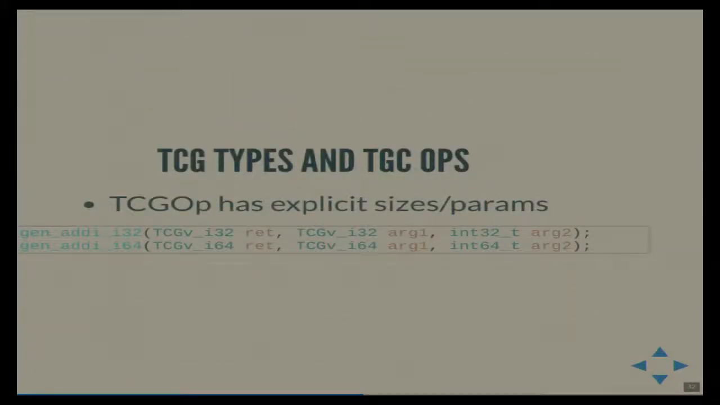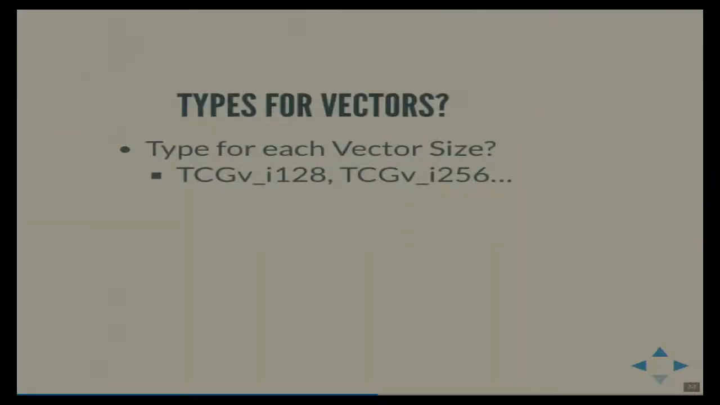But there are a couple of problems we need to get over first. The first of all is there is an intrinsic link between TCG types and TCG operations. So this add immediate, we have a 32-bit version and a 64-bit version. So with that in mind, how are we going to define our types of vectors? One naive approach is we could just introduce a TCG type for each vector size we've got. So we could add 128-bit and 256-bit and 512-bit, and actually it's going to go on quite a bit already. But that's not actually enough.